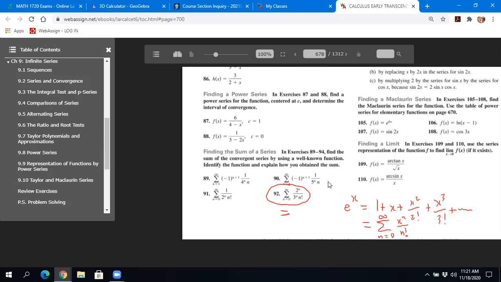Yeah, that's right. x is 2/3. So this is e to the 2/3. How weird is that? So the more terms I add on there, the closer I'm going to get to e to the 2/3. This is how computers approximate these things. Does that make sense? And power series are incredibly useful. Okay.